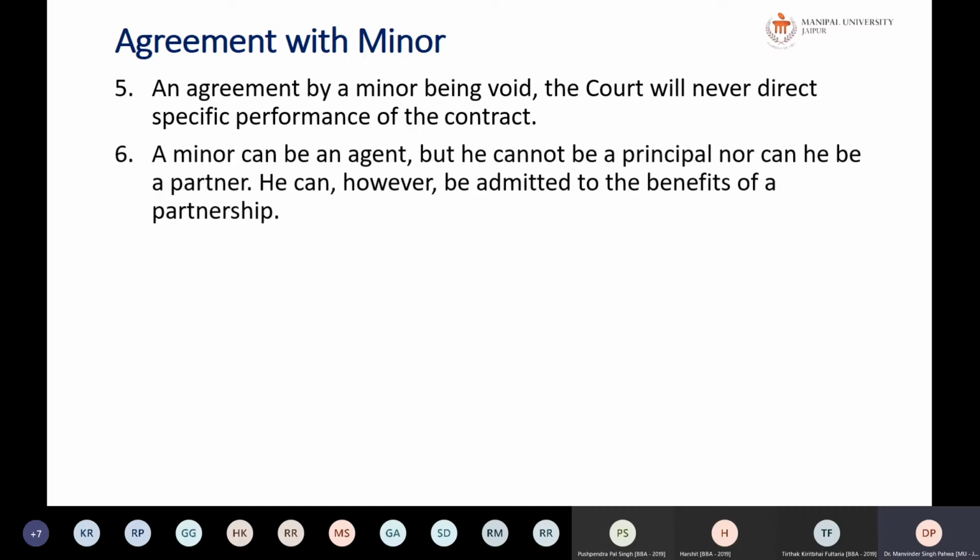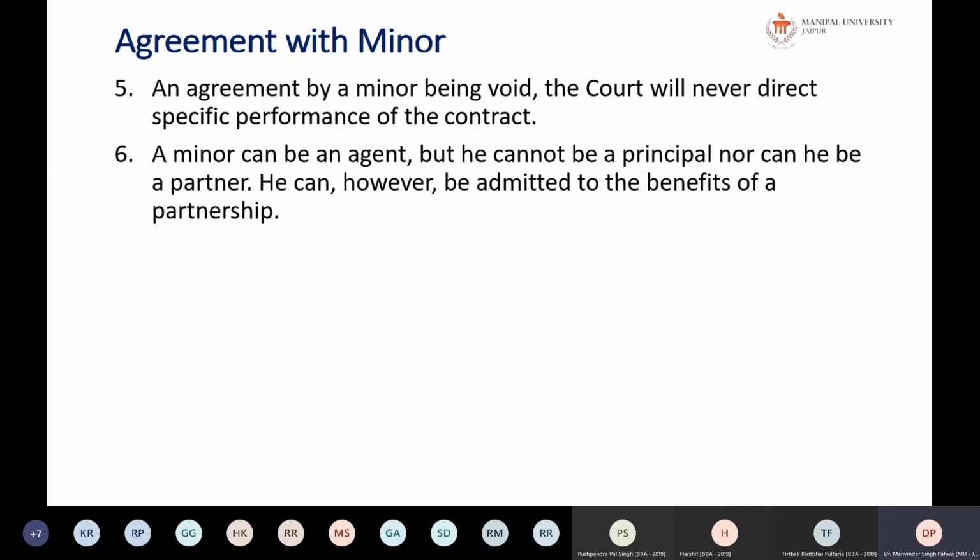Next is, the minor can be an agent, but he cannot be a principal, nor can he be a partner. He can, however, be admitted to the benefits of the partnership, but he cannot actually be a partner. So this will come in your Partnership Act also. Can a minor be a partner? Yes, a minor can only be admitted to the benefits of the partnership. In that case, whatever profit has occurred in the partnership, you can share the profit. But in case of losses, the minor's property and the minor will not be responsible for any losses. In the same way, a minor can be an agent, but he cannot be a principal. For all the acts of the agent, principals are responsible. So it's upon the principal: if he wants to make a minor his agent, then the total risk is on the principal itself. But a minor cannot be a principal.